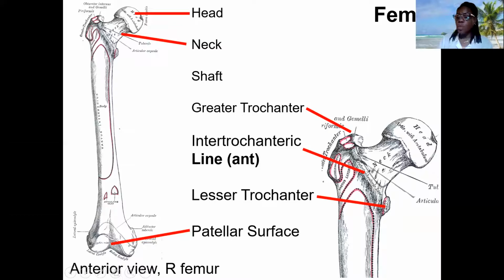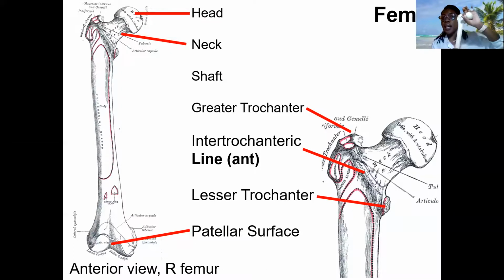Now we're going to move down into the long bones of the lower extremities. So making our way down from the hip bone itself, the first bone is the femur. The femur is the longest bone in the body. We've got the head of the femur. This is what articulates into the acetabulum. Again, a very similar connection that we see with the shoulder joint, that ball and socket type motion.